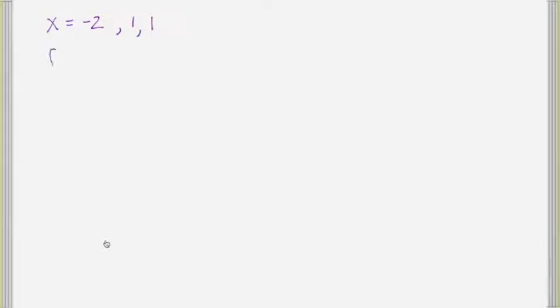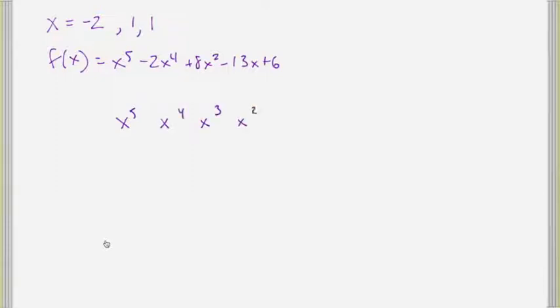And our function was x to the 5th minus 2x to the 4th, 8x squared minus 13x plus 6. Okay, so synthetic, which we learned about a week ago. We learned that we're going to start with our highest power in the equation, which may or may not be the first thing, but we find the highest powered thing. Then count our way down to the 4th, to the 3rd, to the 2nd, to the 1st, and constant. We must represent every power of x counting down, even if it's not represented in the equation.